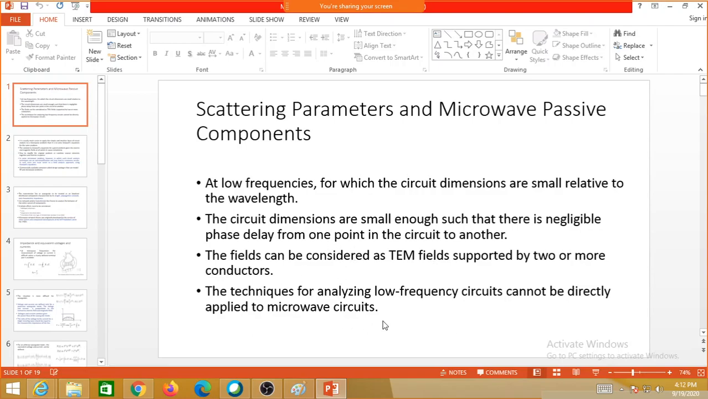Now there are many techniques available for low frequency circuits, for example Thevenin's equivalent or Norton's to find the current in the circuit. So many methods are there in low frequency circuits, but the same thing we cannot apply to microwave circuits. If we want to find the voltage or current at higher frequency, the method we use at lower frequency cannot be applied directly to microwave circuits. So what analysis or method we need to follow, that we will see.